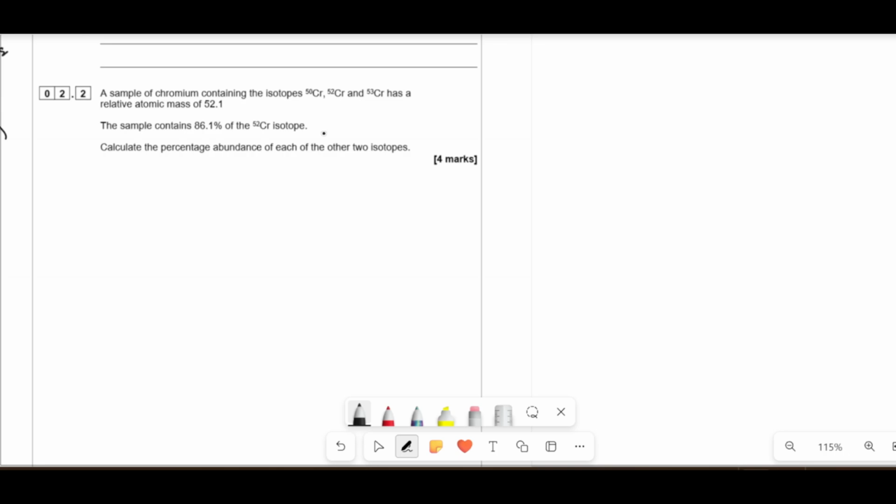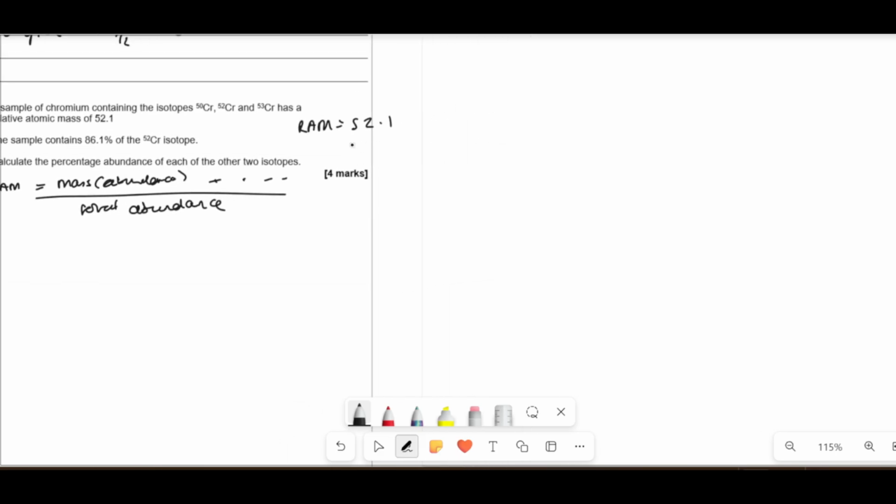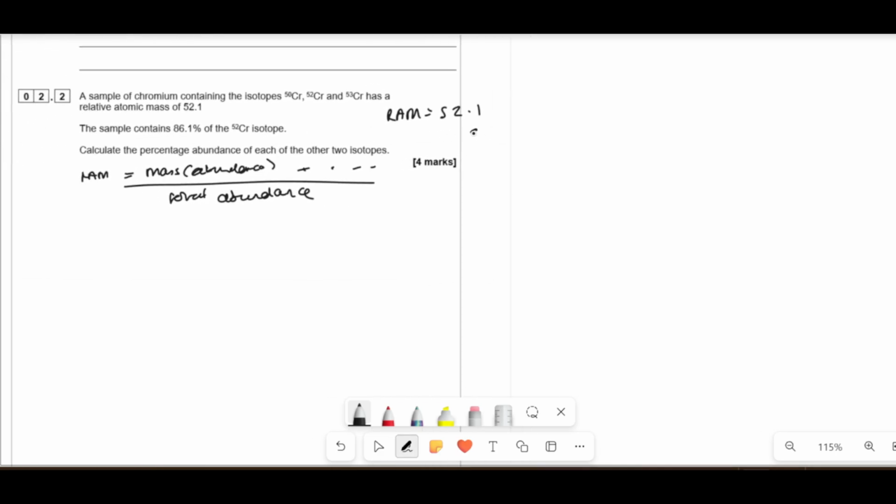So first of all, remember that your relative atomic mass, I'm just going to write RAM because I'm lazy, equals each one of these masses times their abundance plus all the other ones, divided by the total abundance. So rule number one is to list out everything you know first off. So we know that its relative atomic mass is going to equal 52.1. Nice. Now we know the abundance of the 52Cr is 86.1.